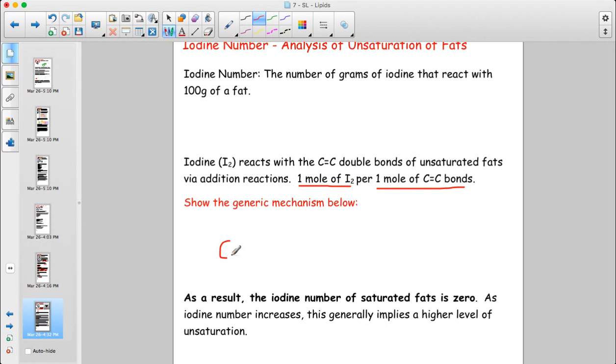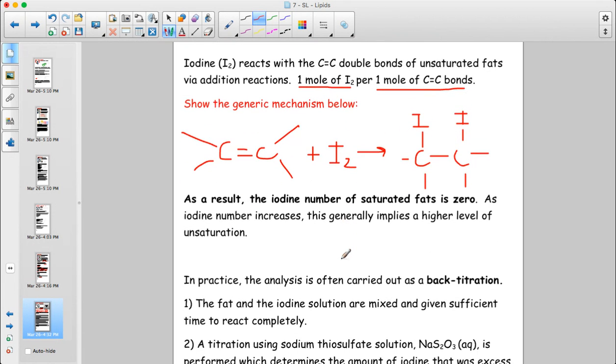The general mechanism is really simple. It's just like any other addition reaction. You've got the alkenyl group. You're going to add iodine to that, and afterwards the iodine will have added to the double bond. Now there'll be a single bond, and you'll have an iodine sticking off of each carbon atom. So it's just like bromination. It could be called iodination.